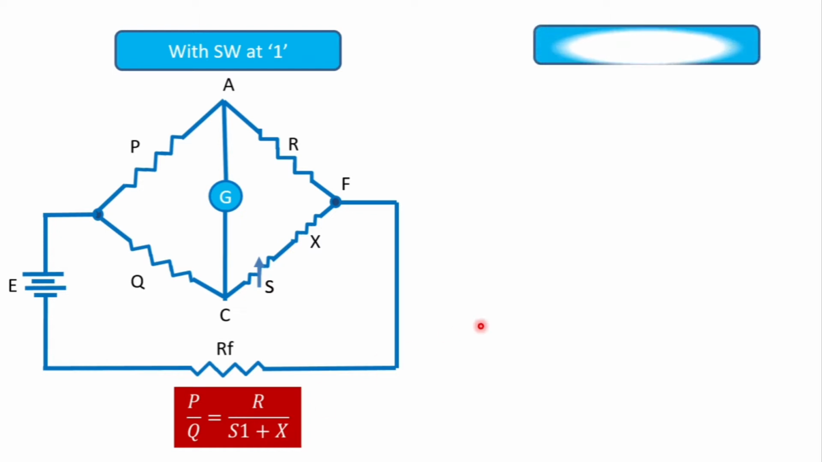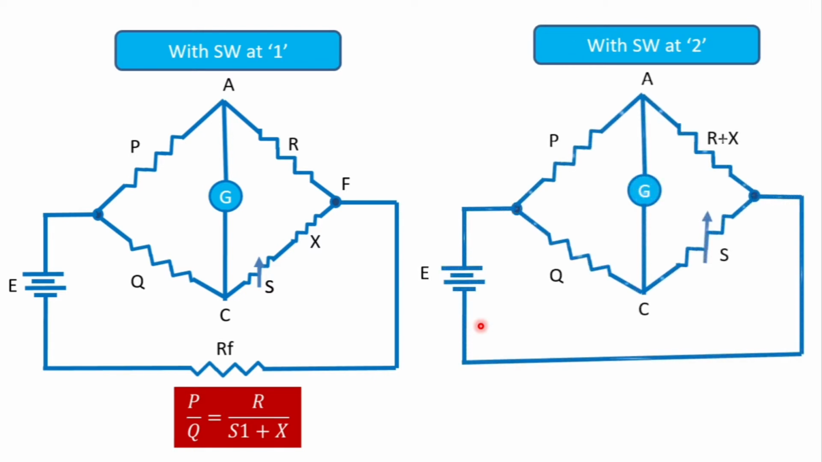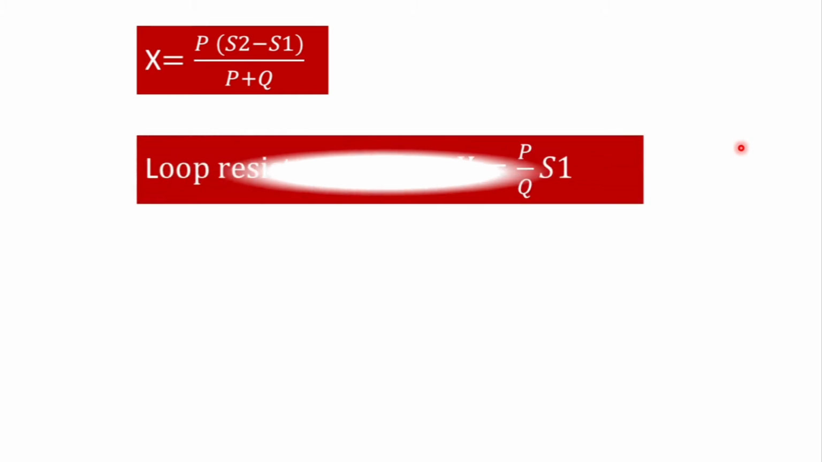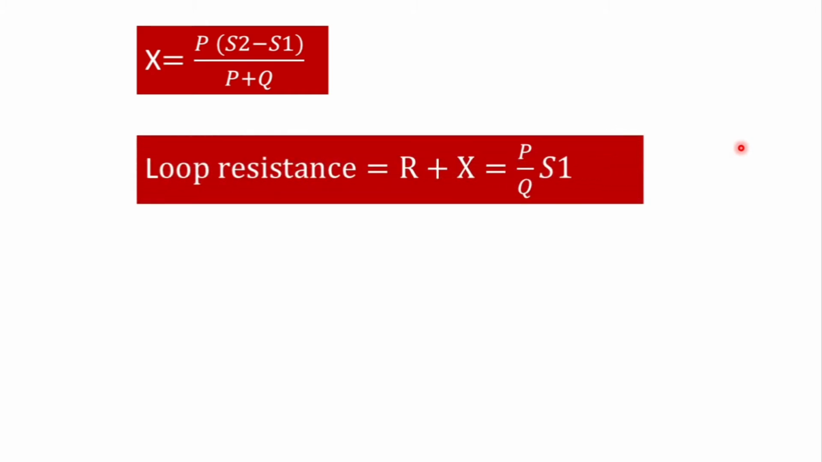And if I talk about the switch in position number 2, this is the Wheatstone bridge network that you would get. Here R and X are together, as I've explained earlier. So the equation becomes P by Q is equal to R plus X upon S2. When you solve these two equations, you get X is equal to P into S2 minus S1 upon P plus Q. And the loop resistance, R plus X, is equal to P by Q into S1.